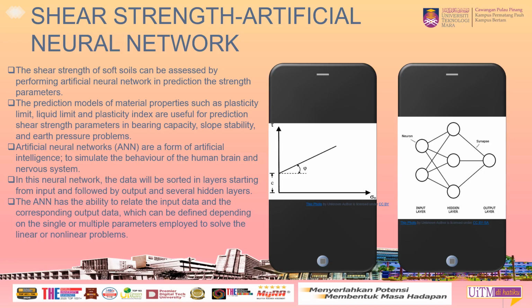Artificial neural networks are a form of artificial intelligence that simulates the behavior of the human brain and nervous system. In this neural network, the data is stored in layers, starting from input and followed by output and several hidden layers. The ANN has the ability to relate the input data and the corresponding output data, which can be defined depending on the single or multiple parameters employed to solve linear or nonlinear problems.